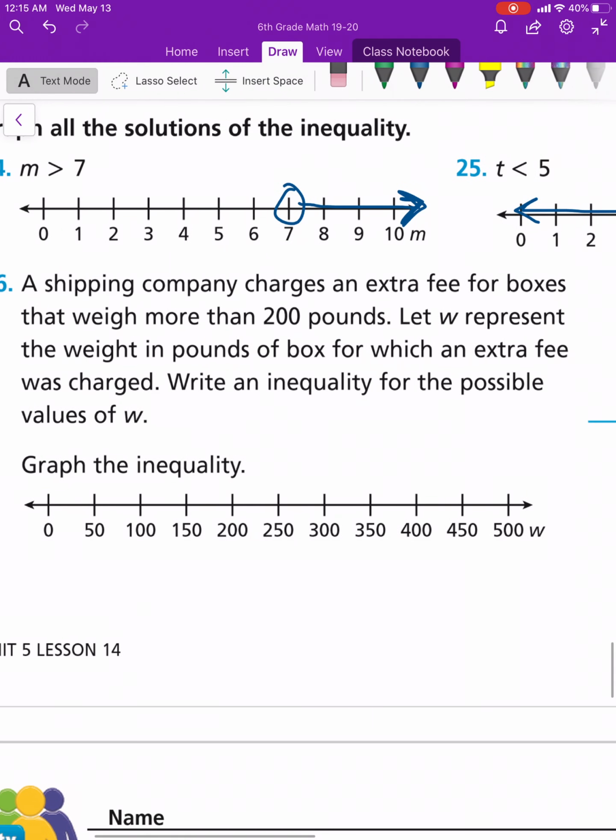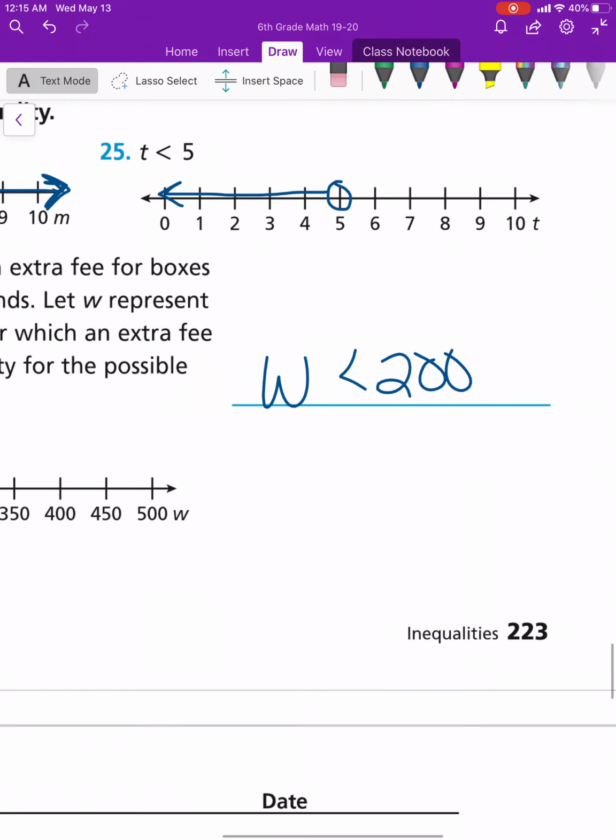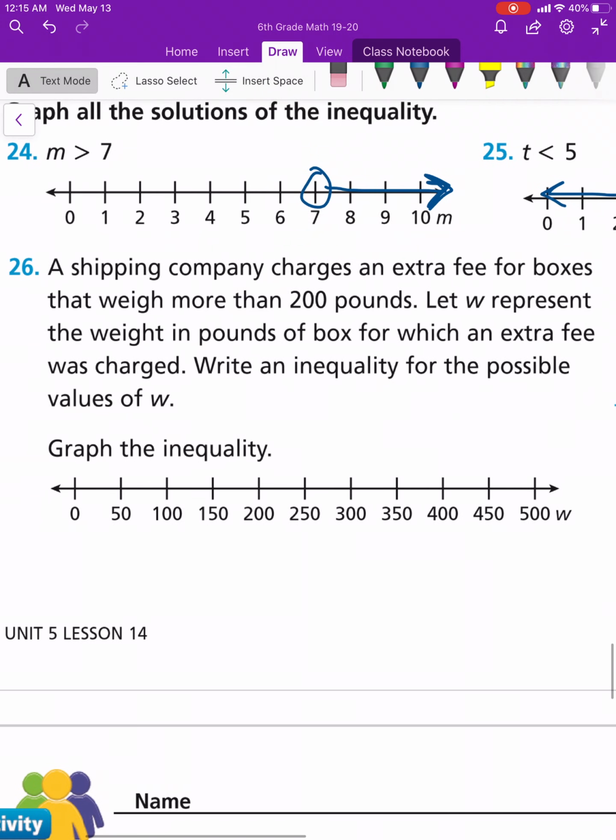Hold on. Sometimes that happens and we just have to go back and reread it, right? Just for an extra fee for boxes that weigh more than 200 pounds. So this is the weight of the boxes. They have to be more than 200 pounds, not including 200. That's where the fees are, right? Because it's asking for which an extra fee was charged.